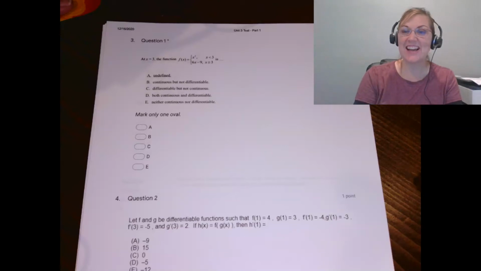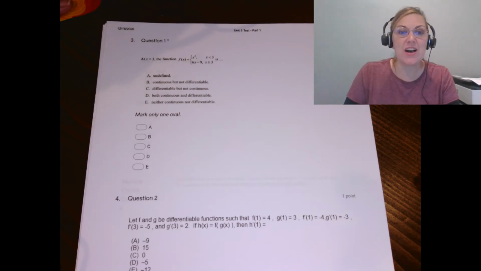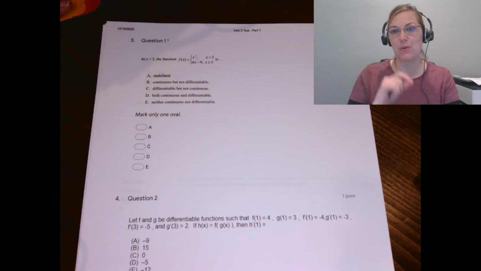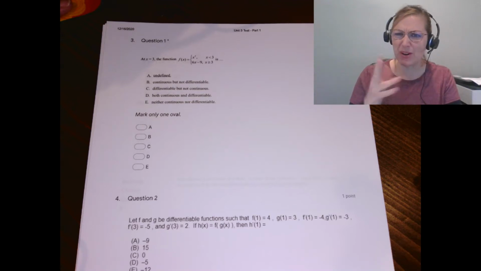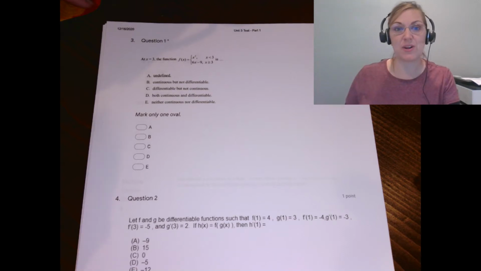Hi there. We're going to take a look at a Unit 3 test that we give over all the derivative rules. So hopefully some of these problems are going to help you as you're trying to figure out where things went wrong, or possibly how we make sure that we get those right in the future.